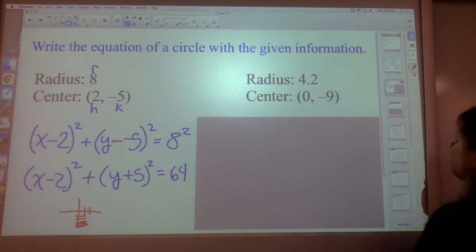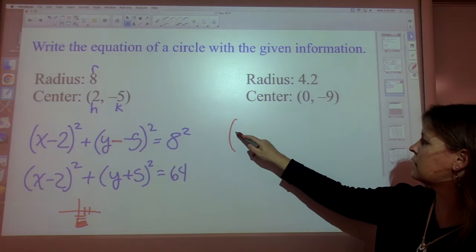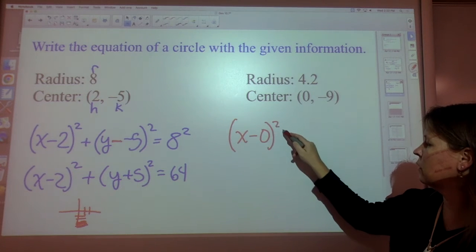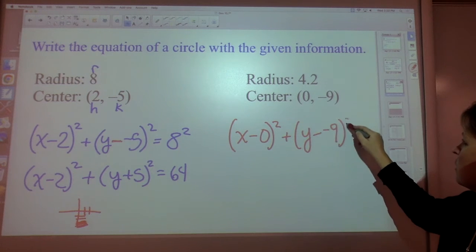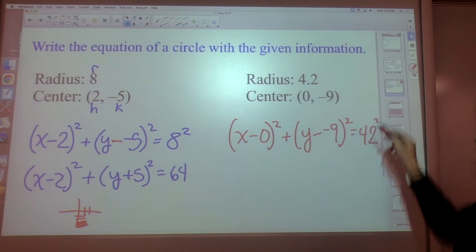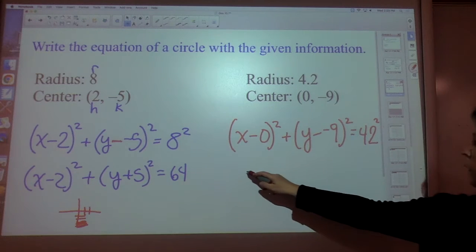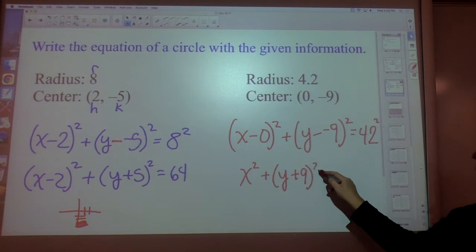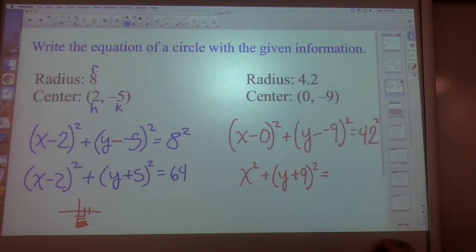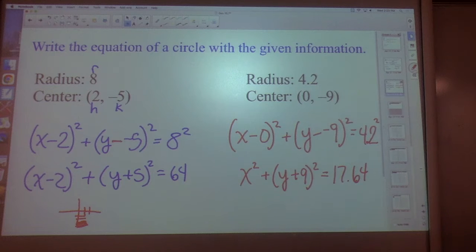Let's try it again with this one. Radius is 4.2. Just threw in a decimal there for you. Center is at 0, so x minus 0 squared, plus y minus, again it's a negative 9 squared, equals radius 4.2 squared. With the x minus 0, you don't have to leave the 0, or actually you can't leave the 0. We're going to write it as x squared, clean it up, plus y plus 9 squared, again with the positive, equals 17.64, which is what you get if you take 4.2 squared.